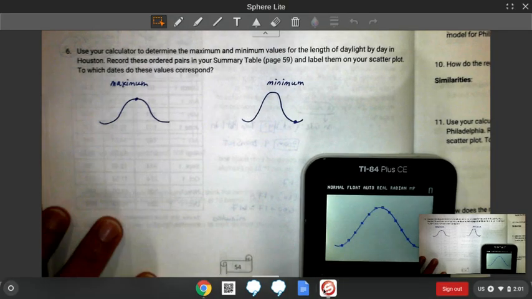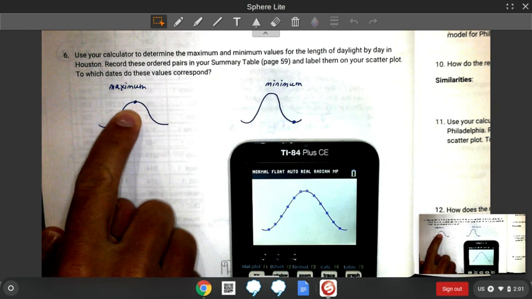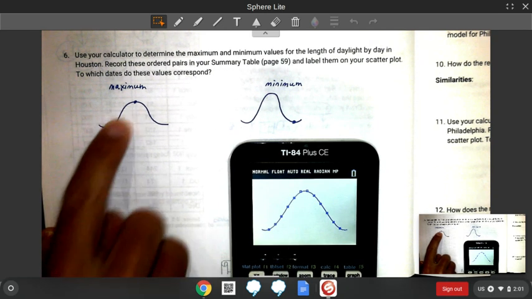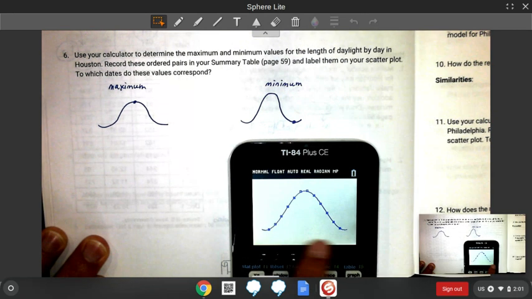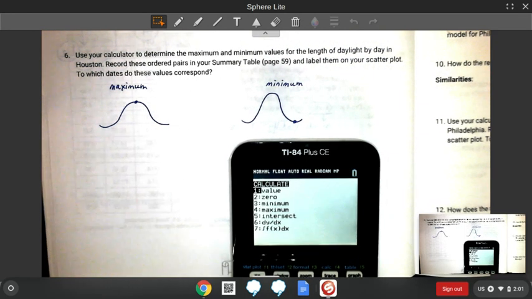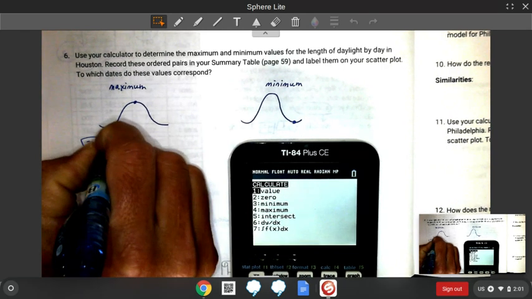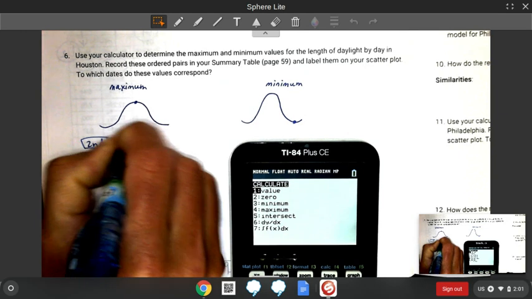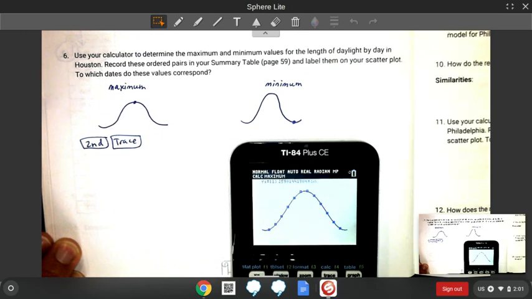So in order to find our maximum and our minimum, first we're going to focus on the maximum. The maximum is going to be the highest Y value point. It's going to be somewhere up there. This is Houston, so it looks to be in the middle of the year, so that's probably in the summer somewhere. In order to find the max, we're going to hit second trace. I'm going to write that down as we go along. So we're going to hit second trace, and we are going to look at number 4 for maximum.